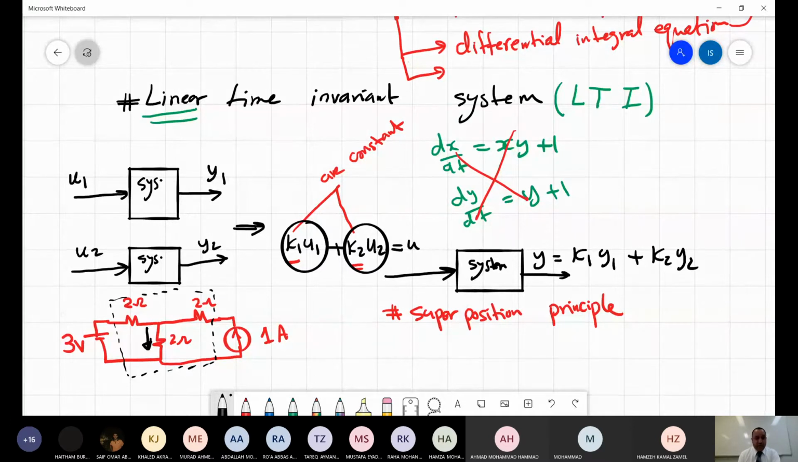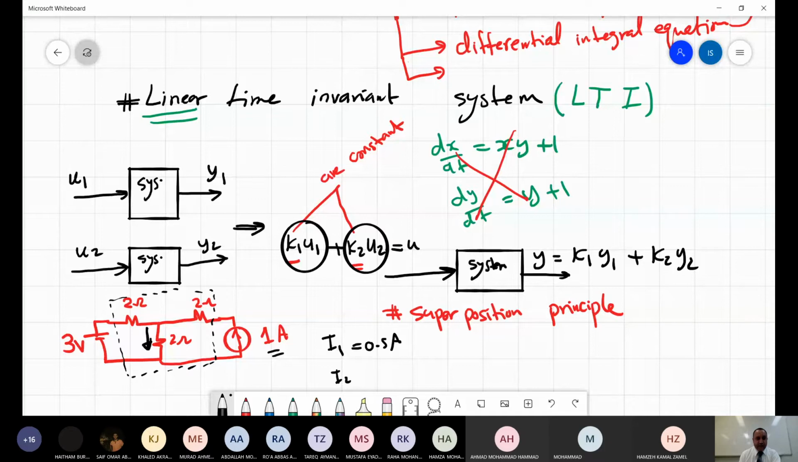So simply, if I need to kill the 3 volt source, I will put a short circuit instead of that. So this will be 1 ohm, and the current will be 1 ampere divided by the 1 and the 1. So this will be 0.5 due to this current. So I1 is equal to 0.5 ampere.